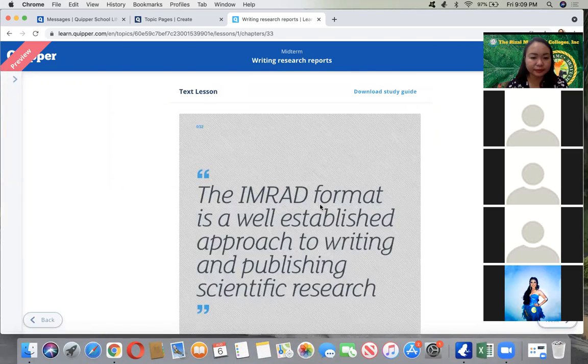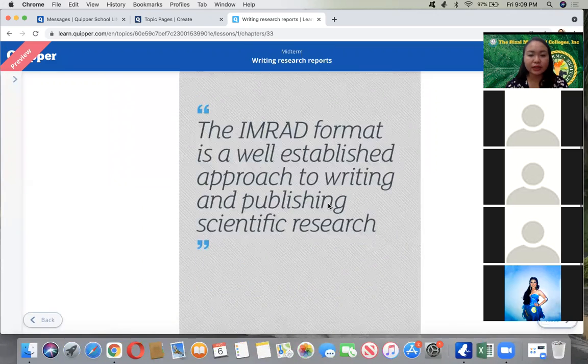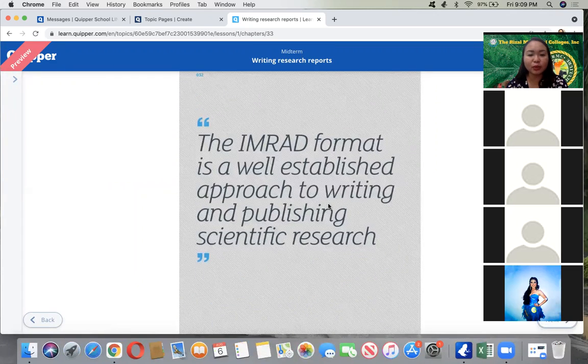So next. Again, the IMRAD format is a well-established approach to writing and publishing scientific research.